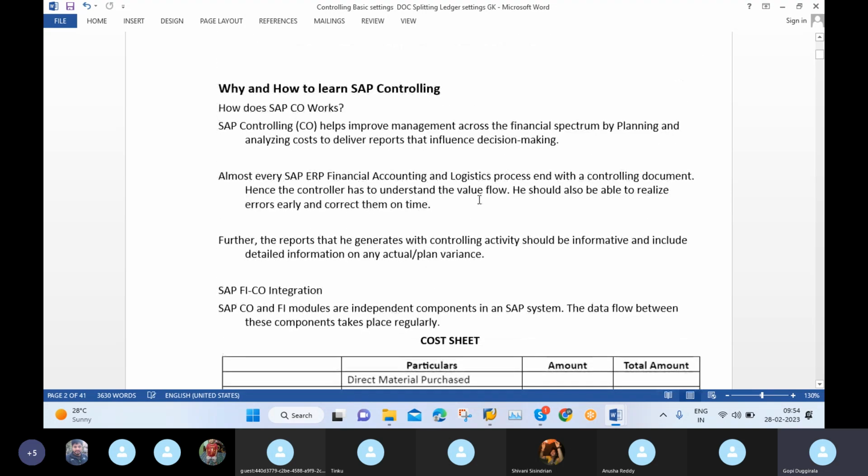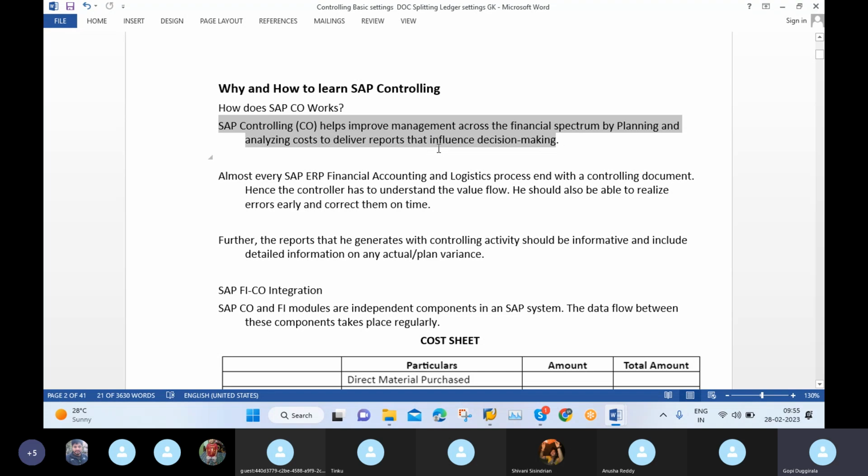And the next thing is here you can see, SAP controlling module helps to improve management across the financial spectrum by planning and analyzing costs to deliver reports that influence the decision making. Is it correct or not? So we saw just now this example because of this point only.